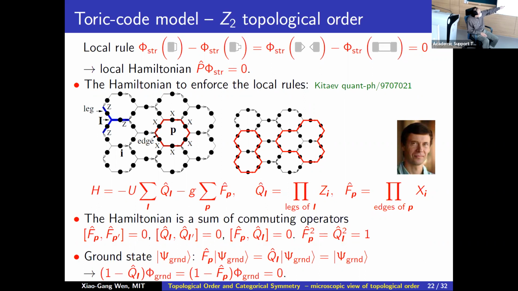So you can see this term enforces this constraint that on every vertex, either you must have an incoming string and an outgoing string, or no string. We cannot have a single incoming string with no outgoing. Then that's a string end, and it costs energy.